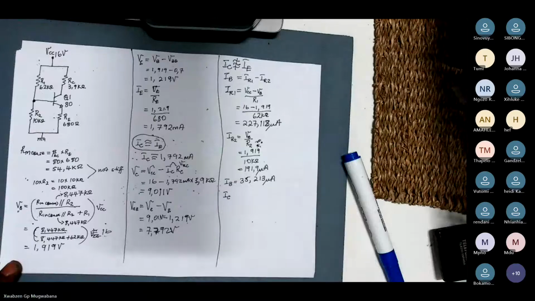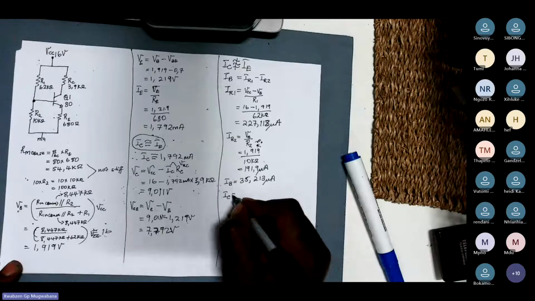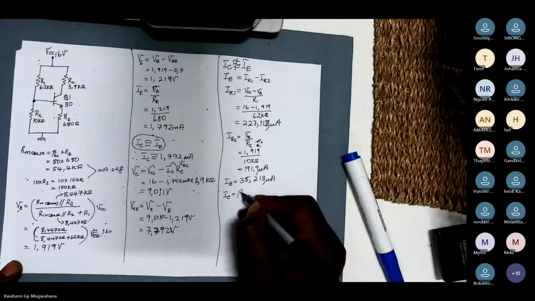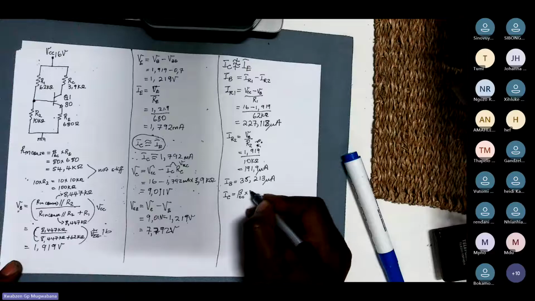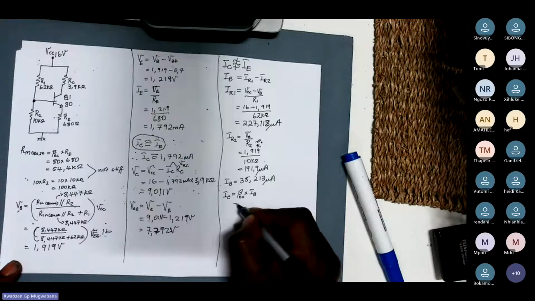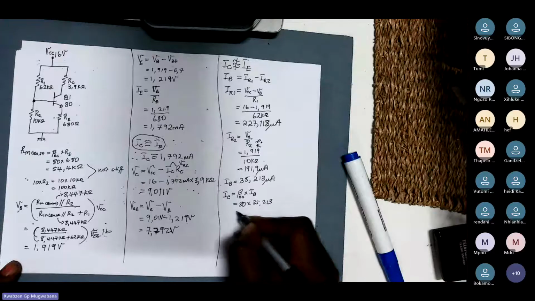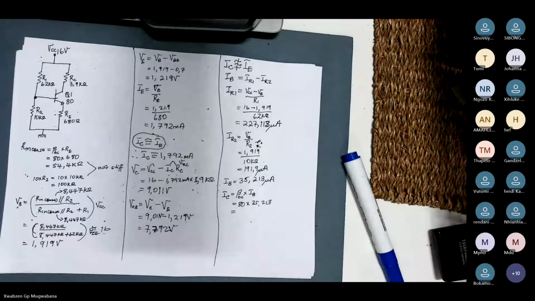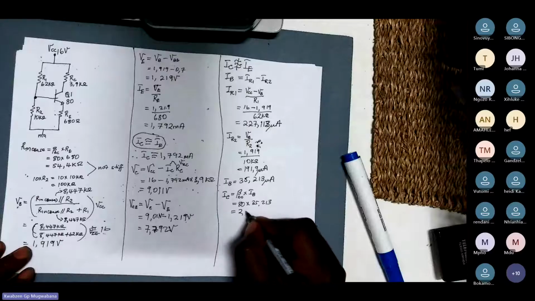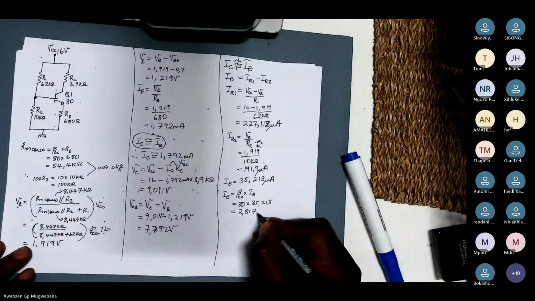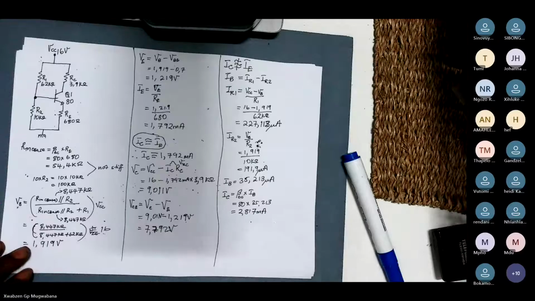We can find IC, isn't it? For us to find IC, it is going to be beta DC multiplied by IB. Beta DC 80 multiplied by 35,213, which gives you 2,817 milliamperes.